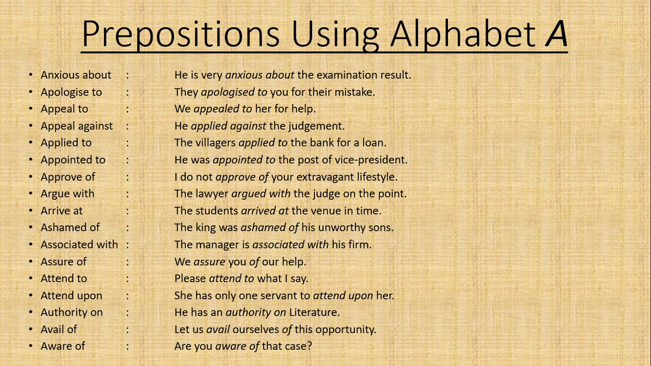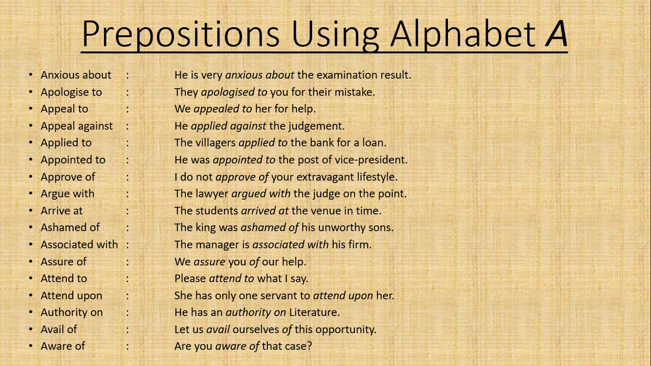All right, so the first one is anxious about. He is very anxious about the examination results. So here there's a relation between he and examination results. The relationship is bound by the preposition anxious about. Apologize to. They apologized to you for their mistake. Apologized to is the relation between they and you.